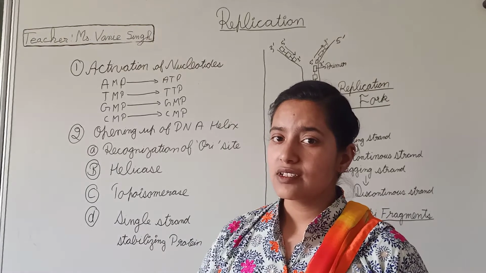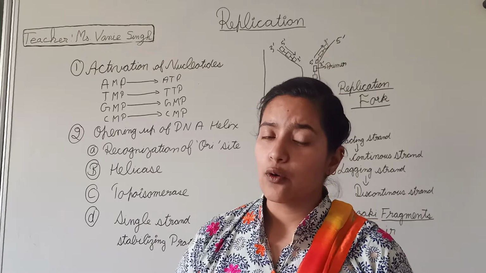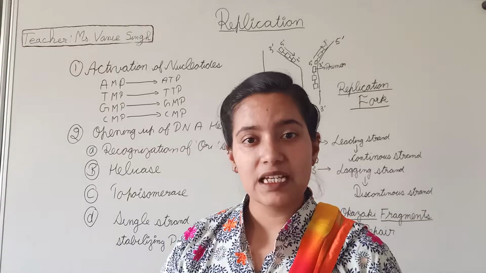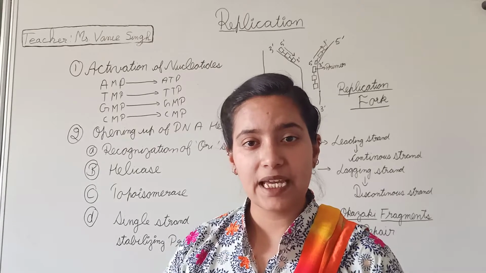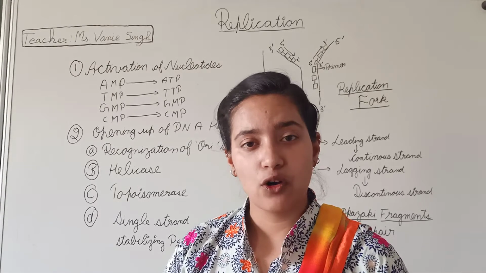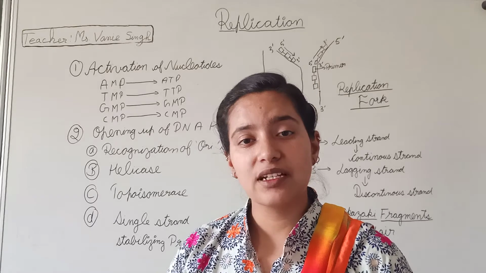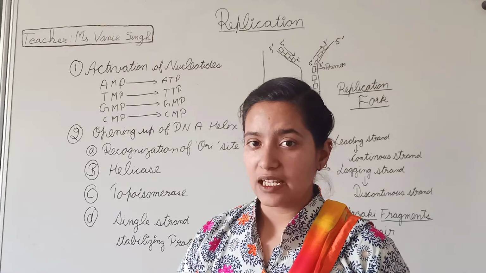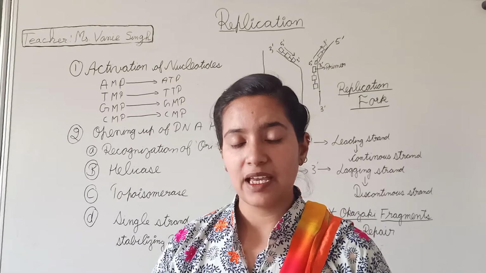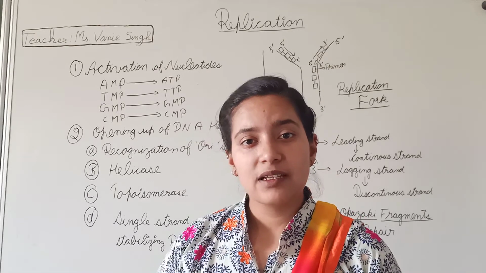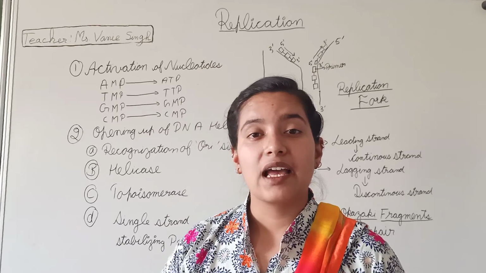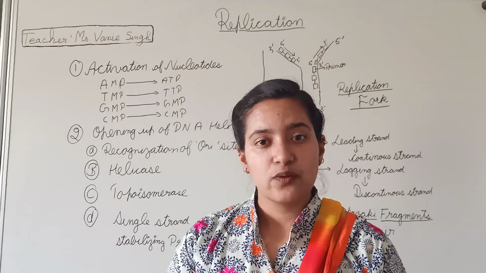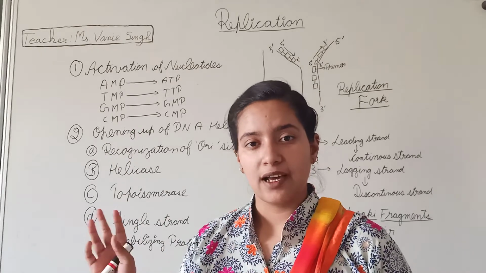So, the first step is the activation of the nucleotide. What will be happening here? AMP, CMP, GMP and TMP are the monophosphates and they are converted into the triphosphates. As you can see on the blackboard, ATP, TTP, CTP and GTP. TP simply means triphosphate. So, in the first step, the monophosphate is converted into the triphosphate.